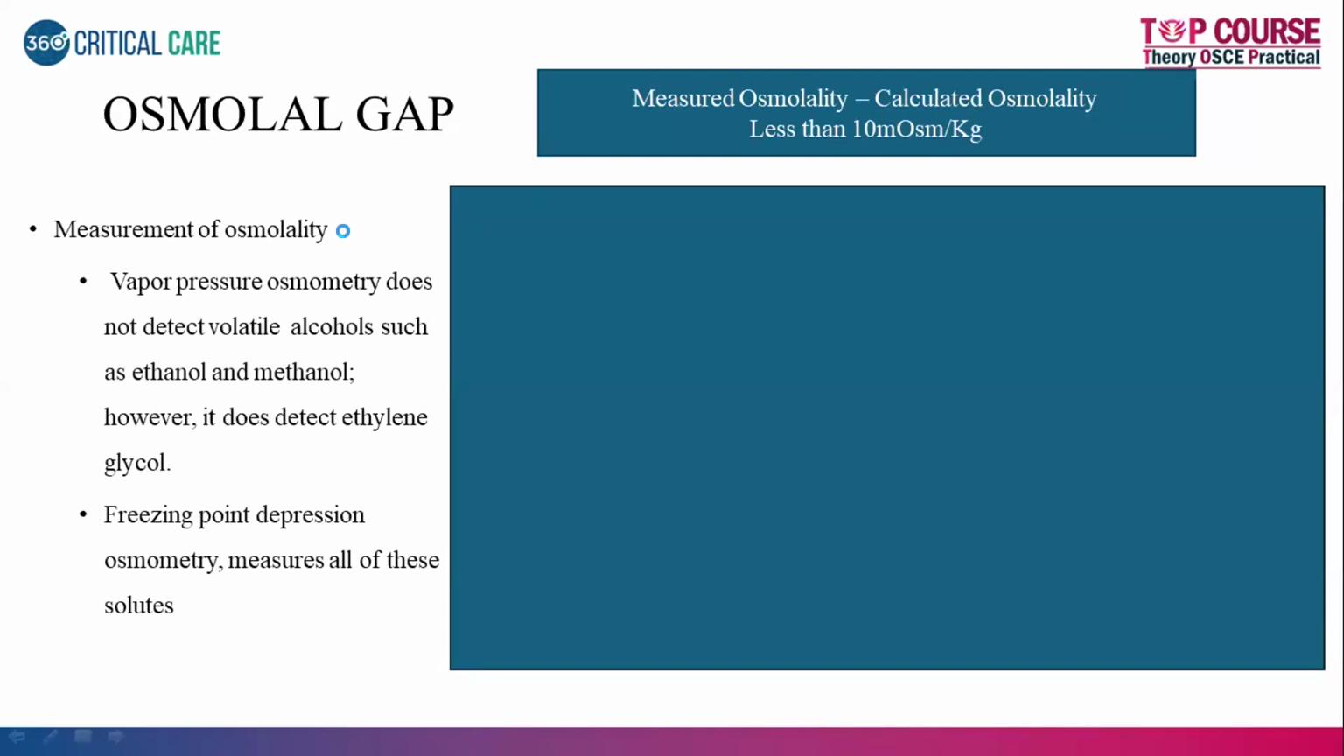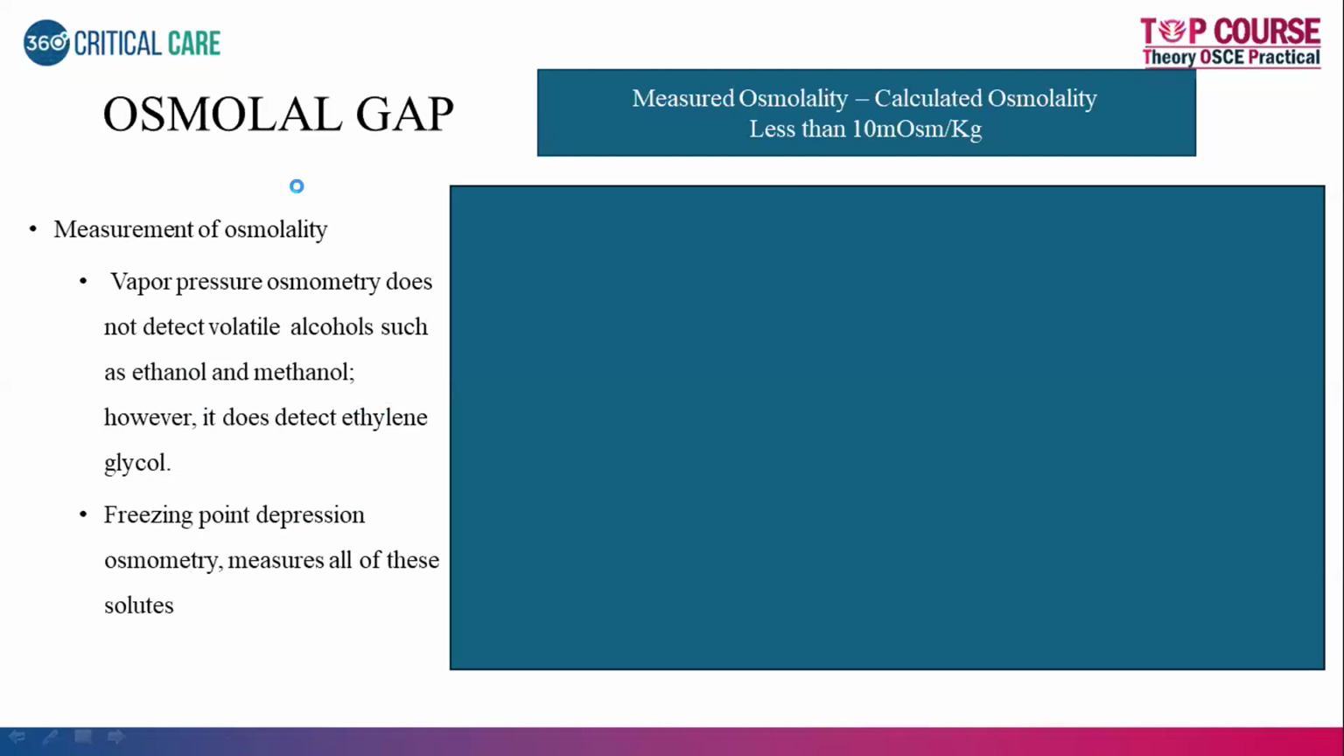Measured osmolality can be done by two methods. One is vapor pressure osmometry, and the second one is freezing point depression osmometry. Vapor pressure osmometry usually does not detect volatile alcohols such as ethanol and methanol. However, it detects ethylene glycol. But for us, the most important ones are the common alcohols which are available. So the best way to measure these alcohols is freezing point depression osmometry, which actually measures all of the solutes.